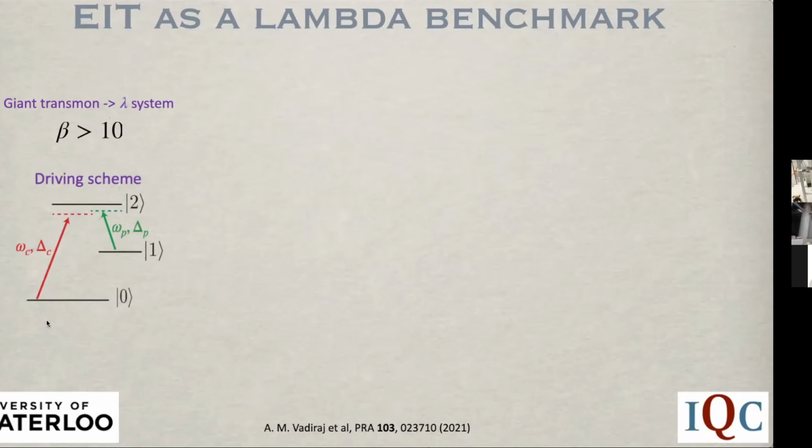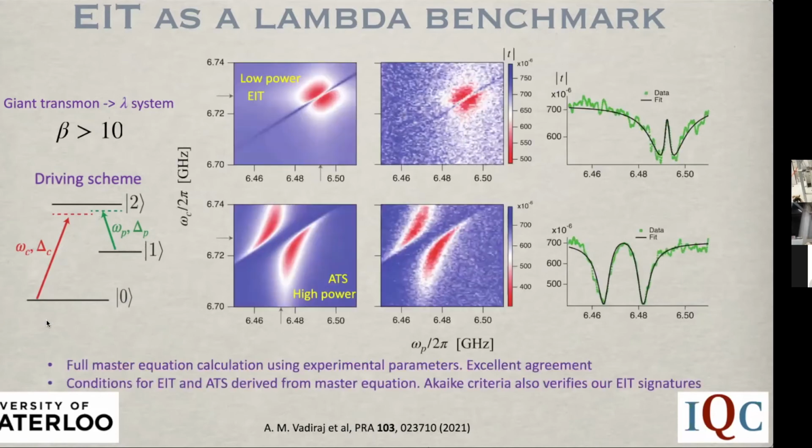And so as a benchmark to test, we think we've created a lambda system, but it's also important that it should be coherent. We looked at whether we can see electromagnetically induced transparency in our effective lambda system. And basically the answer is yes. What I'm plotting here is, on the left side, two theory plots, and on the right side, the corresponding data. And it's just two different pump powers, which I'll describe.